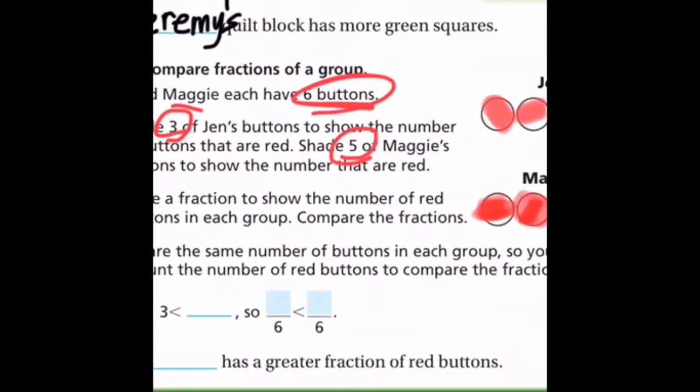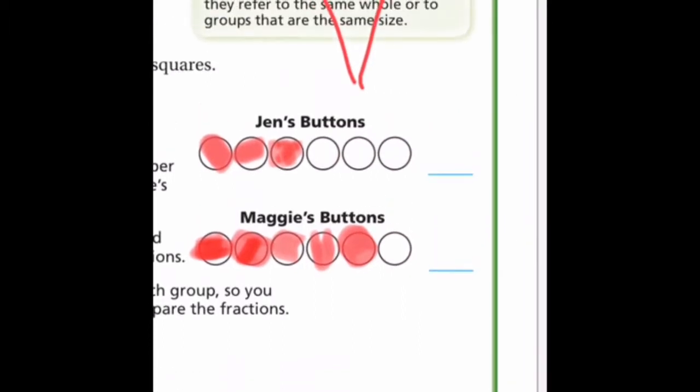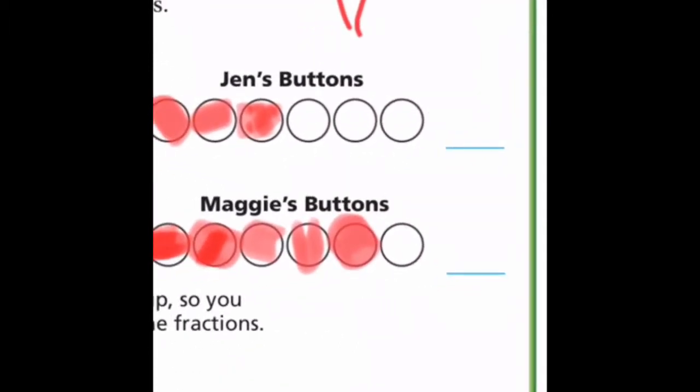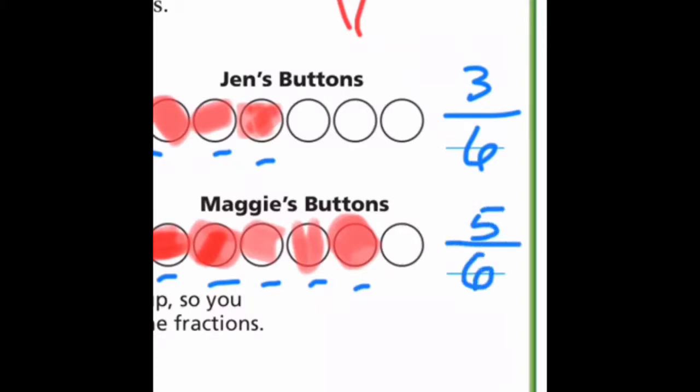Write a fraction. Okay, we're going to move right here. It says write a fraction to show the number of red buttons in each group, and then we'll compare the fractions. So Jen has 3 that are red out of a total of 6, so the fraction is 3/6. And Maggie has 1, 2, 3, 4, 5 that are red out of 6. So her fraction is 5/6.